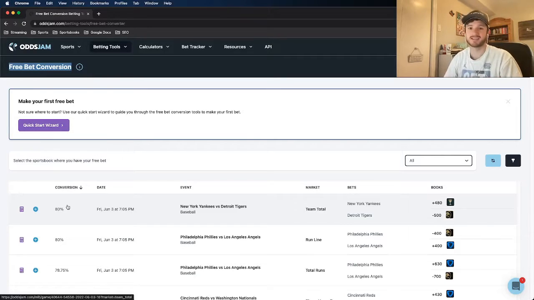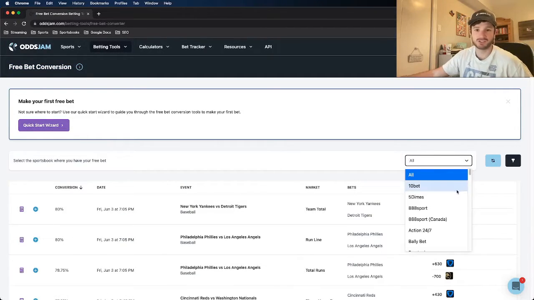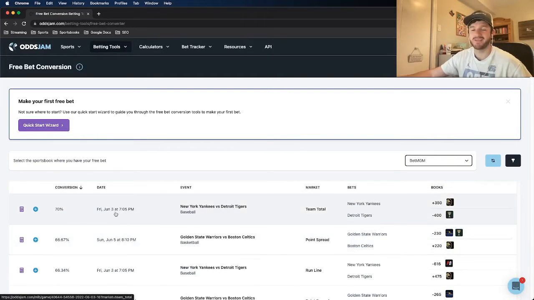So that way, instead of just having the site credit, you will have $80 in real cash that you can withdraw, deposit, whatever you want to do. You have now converted it using the free bet conversion tab. The way it works is in this little drop down here, you just select the sportsbook that you have the free bet with. So let's pretend I have a free bet with BetMGM. I would just type in BetMGM, and now all the situations in which you can convert a free bet on BetMGM into real cash will populate on the screen.